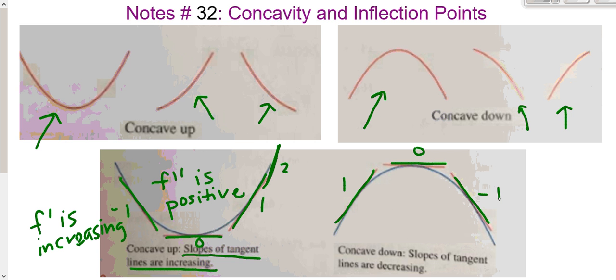So if the slopes are decreasing, that means f prime is decreasing. And if f prime is decreasing, that means f double prime is negative. Okay, so if the function is concave down, the second derivative is negative. Say that with me. If the function is concave down, the second derivative is negative. If the function is concave up, what's true? The second derivative is positive. And if the function is concave down, the second derivative is negative. Okay.